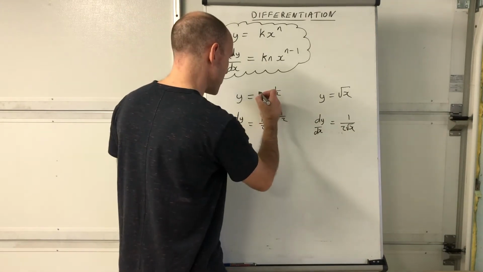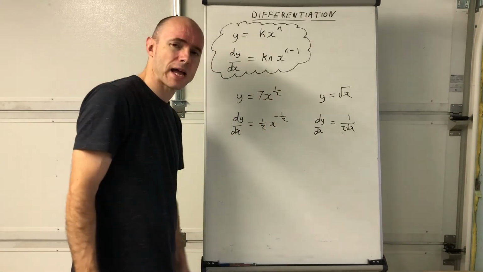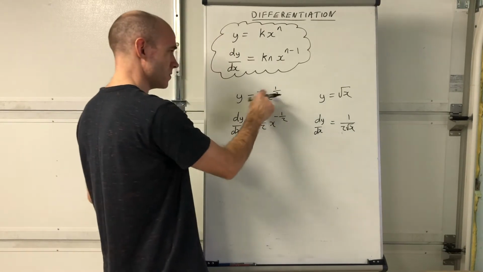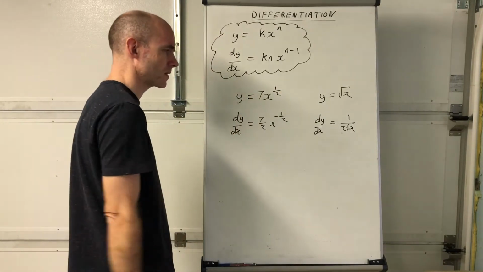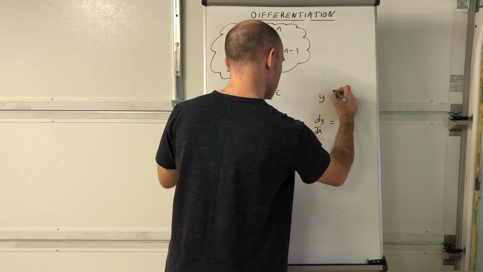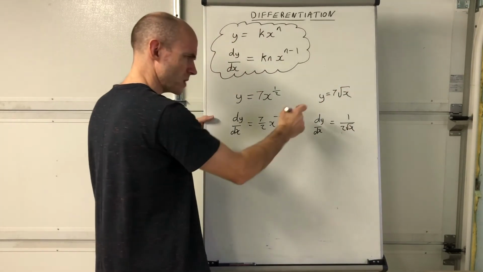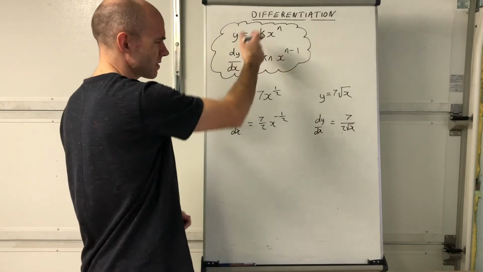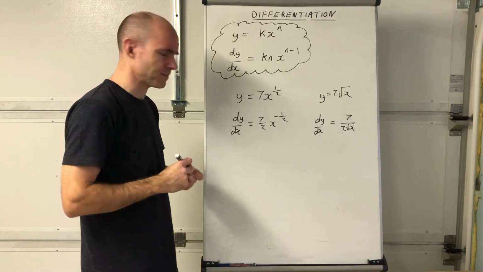Suppose I put a number in there like a 7, okay? How's that going to change? It's quite simply going to be 7, okay? So half times 7, 7 over 2. And so I'll just change this by saying that y was maybe equal to 7 root x, just squeeze that in there, and this will change to 7 over 2 root x. So exactly the same rule applies there, okay?